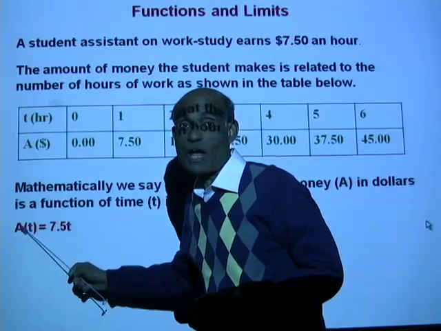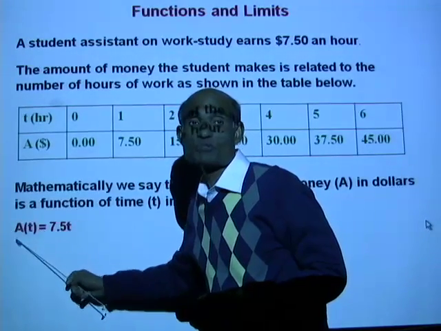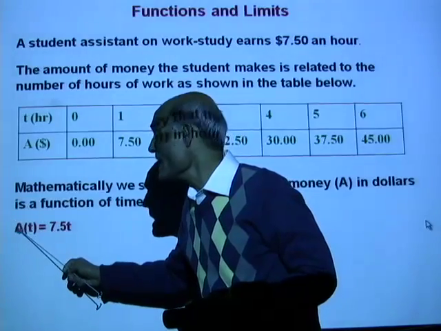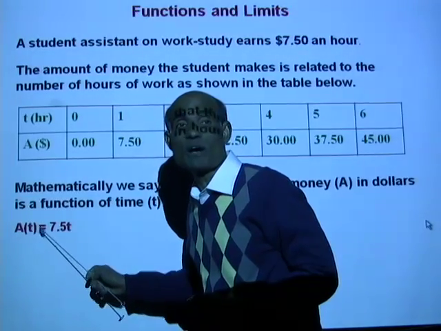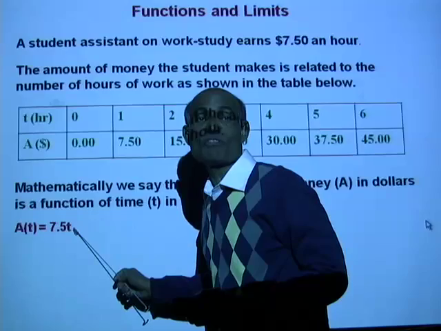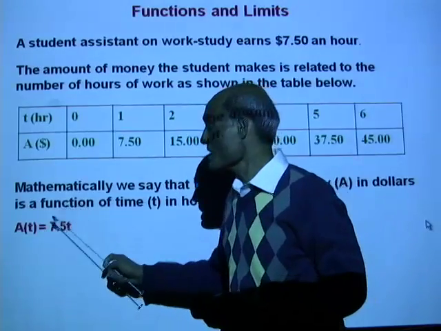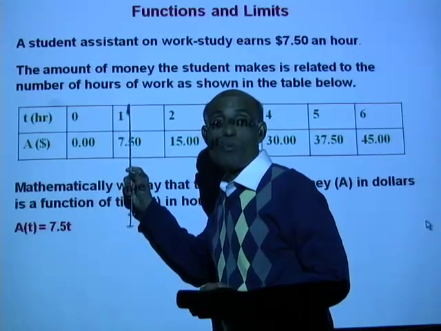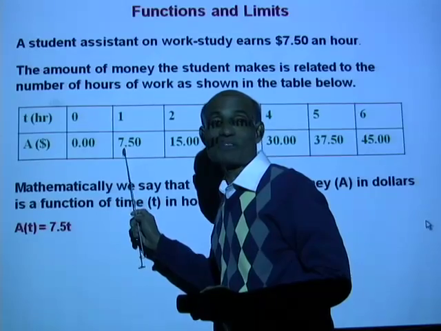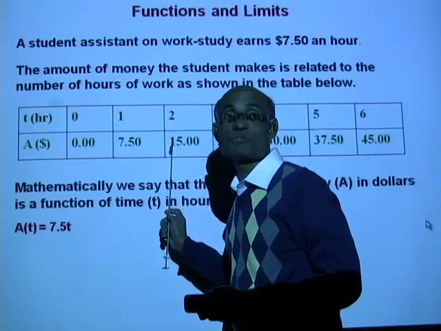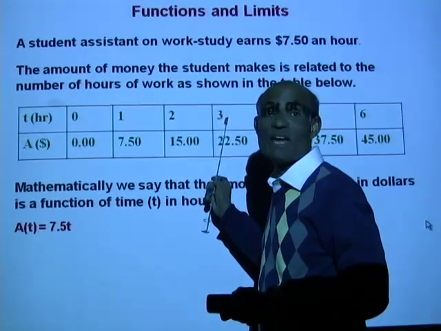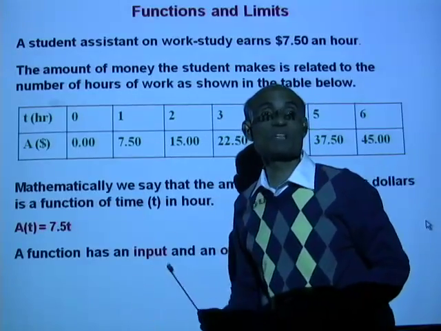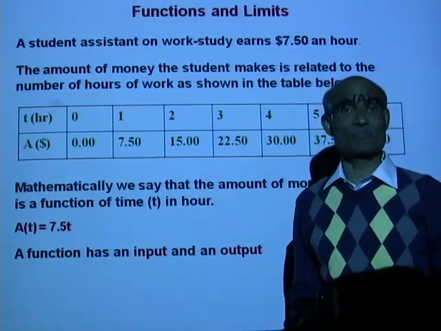Now this is not A multiplied by t. This means A of t. A as a function of time is 7.5t. Now you understand this concept. A of 1 equal to 7.5, A of 2 equal to 15, A of 3 equal to 22.5, and so on.